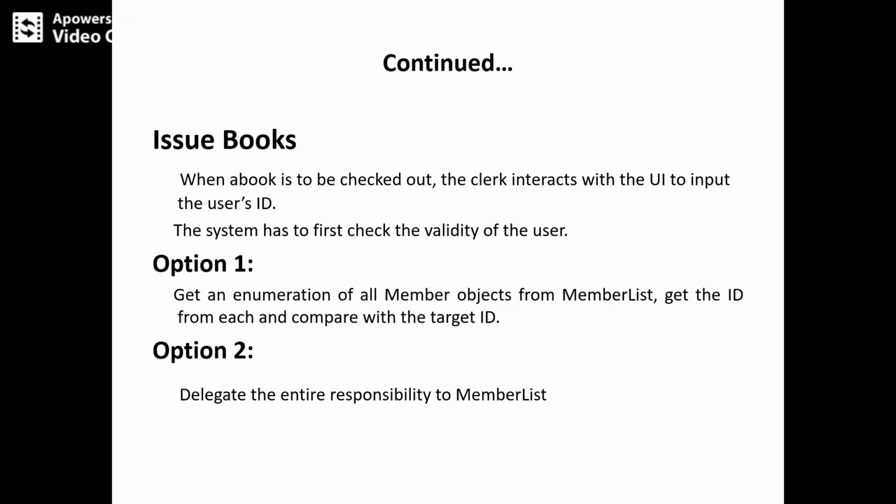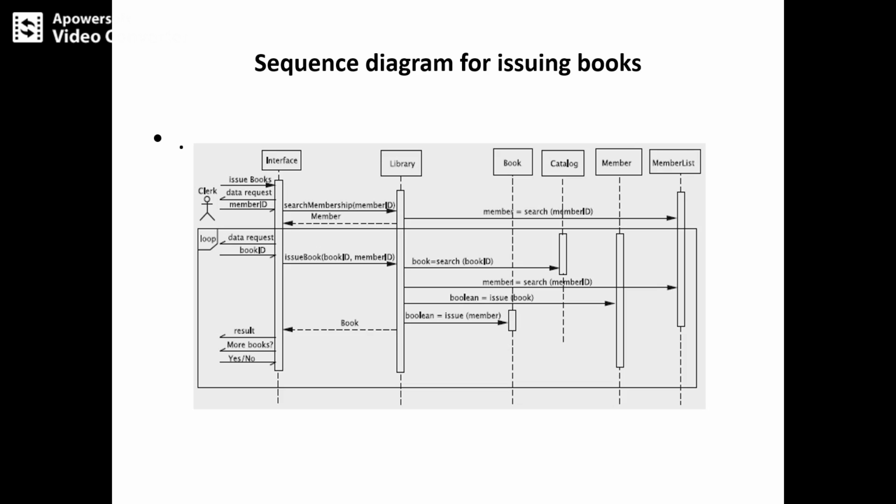Option 2 is simple: just delegate the entire responsibility to the member list. Option 1 places too much implementation detail in the library class, which is undesirable. Option 2 is more attractive because search is a natural operation performed on a container. So usually option 2 is preferable. This is the sequence diagram for issuing a book.